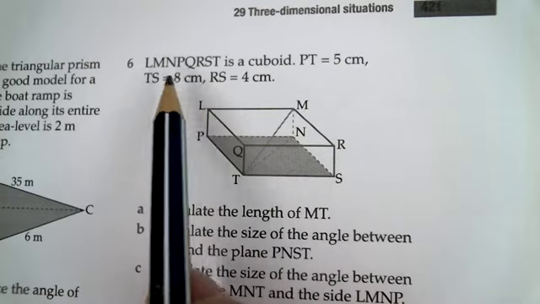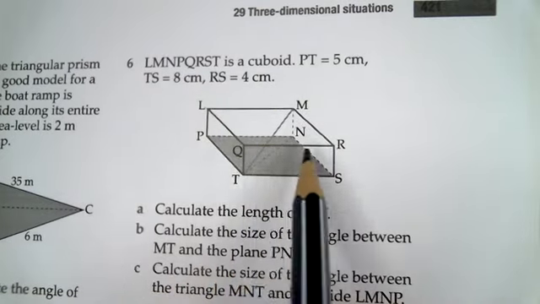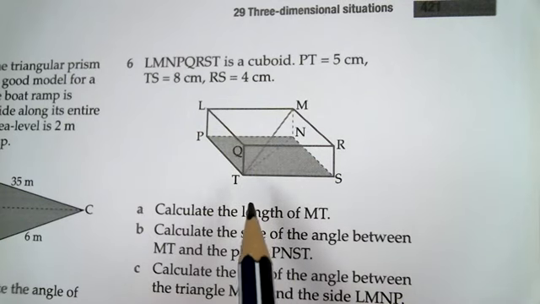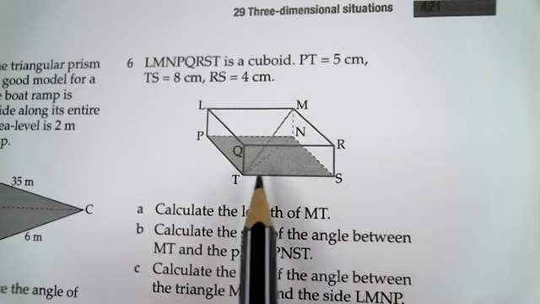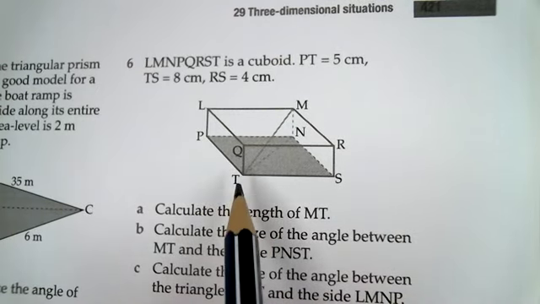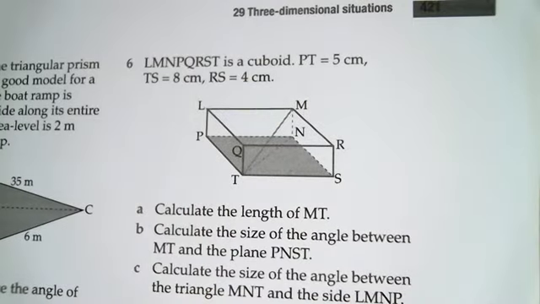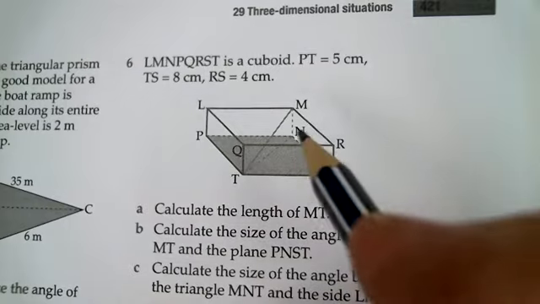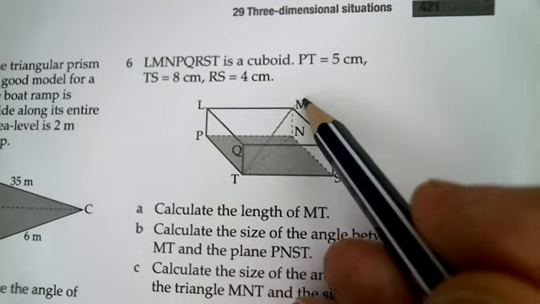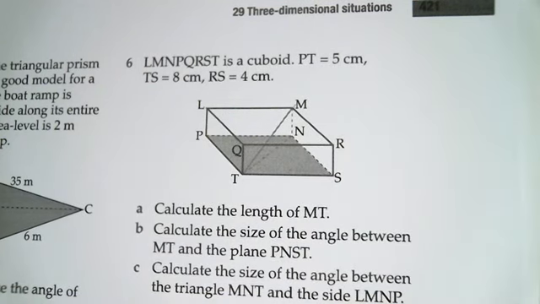And you've got this element PQRST cuboid. So cuboid being not exactly a cube, but in the style or shape of a cube. All corners are right angles and so on, but they're just not the same length. In fact, PT is 5, TS is 8, and RS is 4. So we're going to calculate the MT. MT is the diagonal going from the top right to the bottom left corner. It's actually a diagonal going through the actual cuboid.